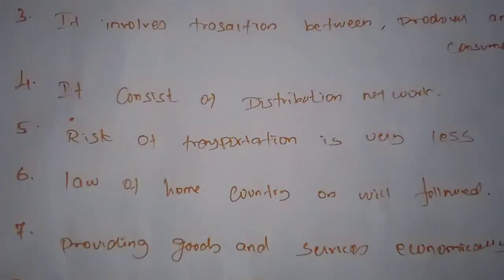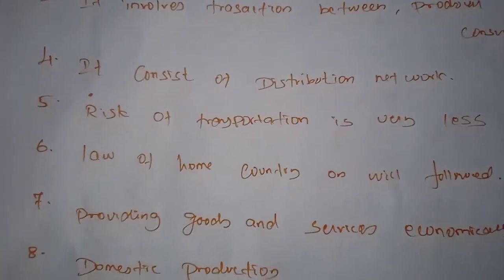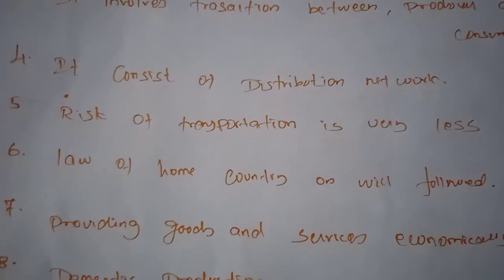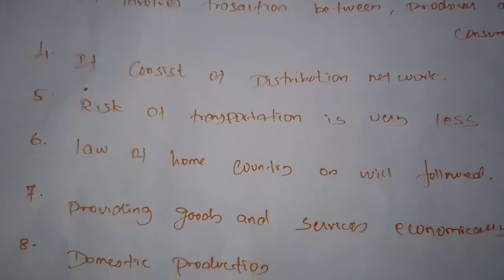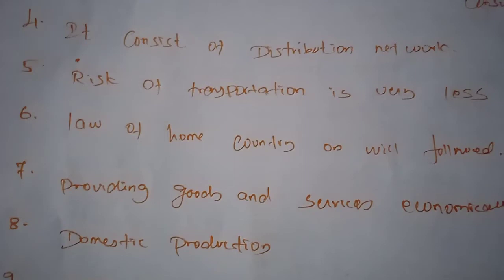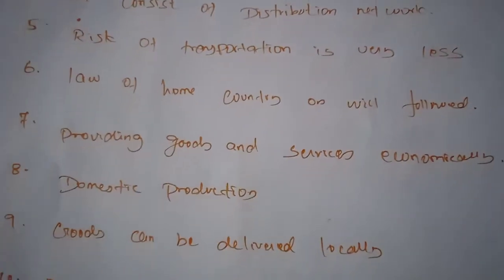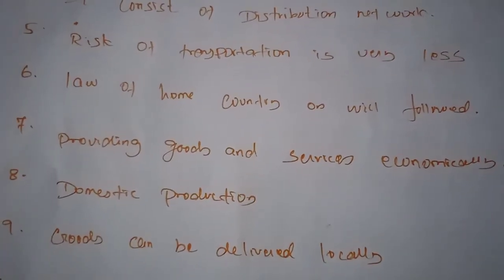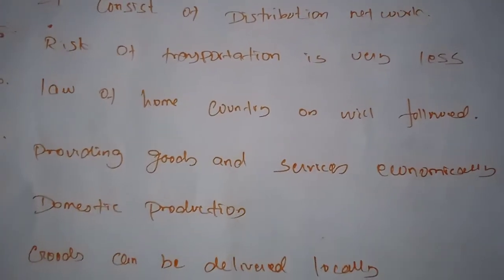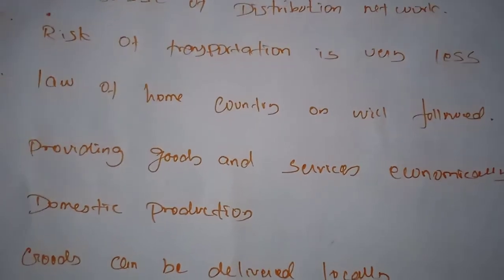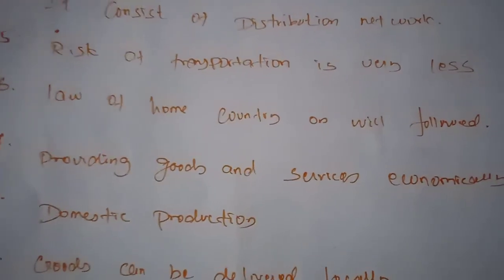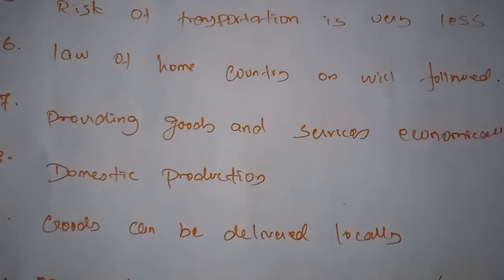So in this internal trade, many middlemen, agents, franchises and many other persons will be involved. Next, in home trade, the risk of transportation is very low compared to foreign trade, because in internal trade we can easily arrange road transport, and even air transport and ship transport, but the cost of transport will be very low compared to foreign trade.